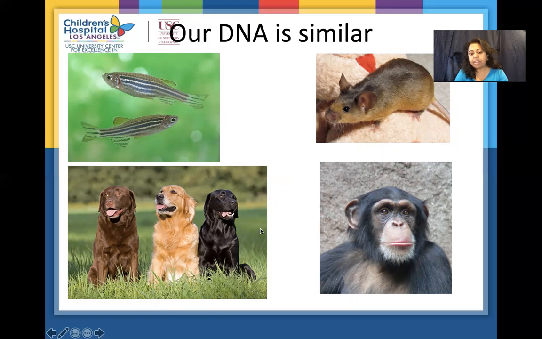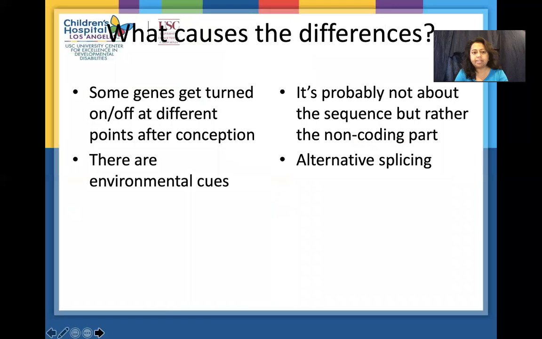So if you think of it this way, well, what could account for these differences? Some genes do get turned on and off at different points after conception. So although, if you think about that 98.8% similarity in the sequence, it's probably not so much about looking at the order of the nucleotides, but rather looking at the parts of the DNA that do not necessarily code for genes.